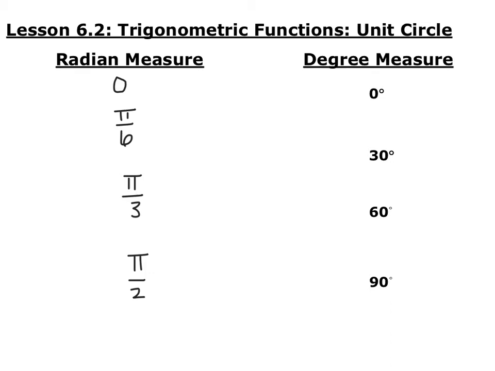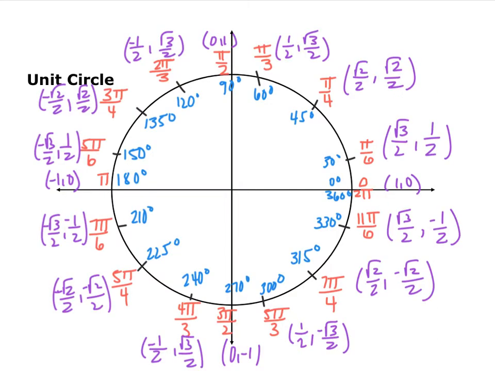Section 6.2 is trig functions and specifically using the unit circle. So this first slide is just a comparison of standard radian measurements with their degree measurements. This is a unit circle. It's an important part of trigonometry. I would pause the video and copy this down before I start to explain it.